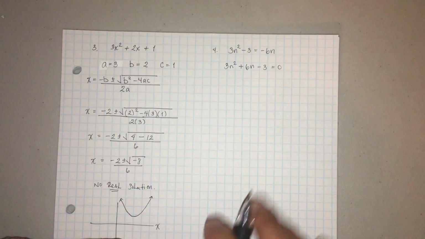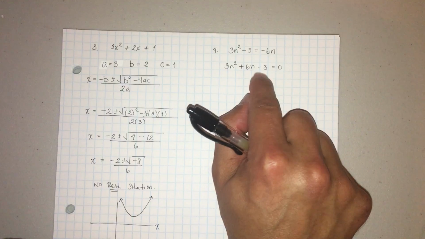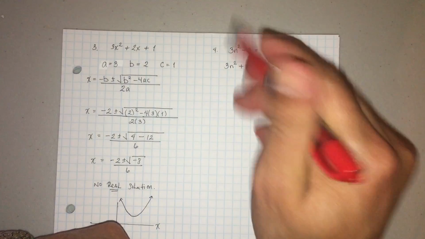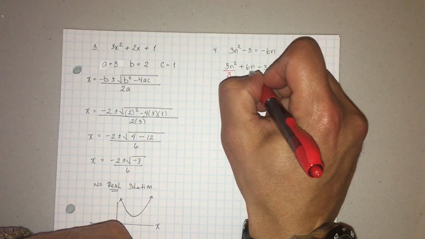Okay, now I want to show you guys something. You see how they all have a 3 in common? I can divide the whole thing by 3. And I'm going to do that because it's going to give me smaller numbers to work with.